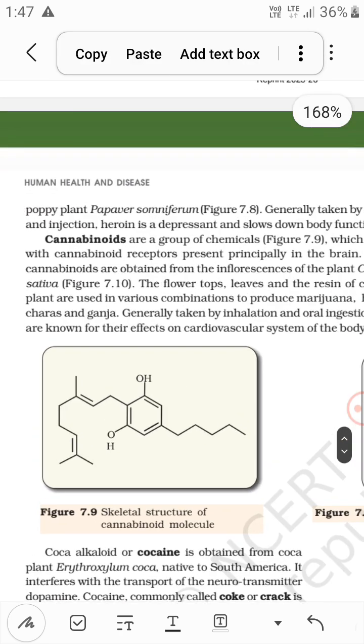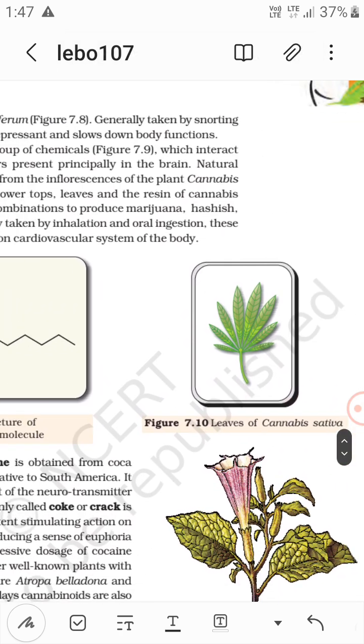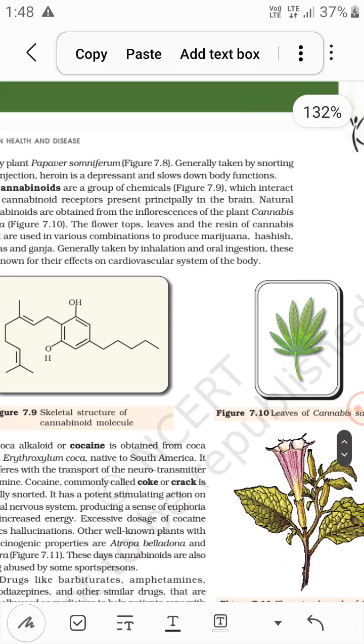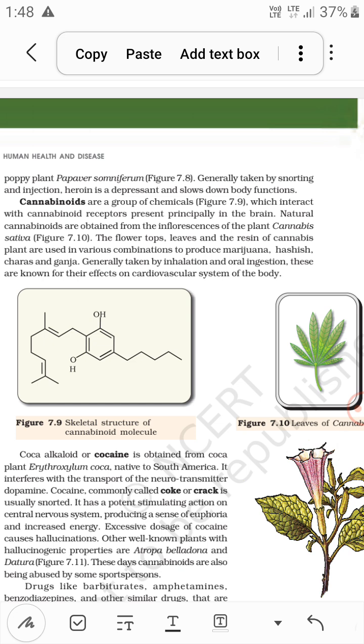This is the skeletal structure of the cannabinoid molecule. Two OH groups are present. This is the leaves of Cannabis sativa. These leaves are from the inflorescence of the plant Cannabis sativa. So the natural cannabinoids are obtained from the inflorescence of the plant Cannabis sativa.